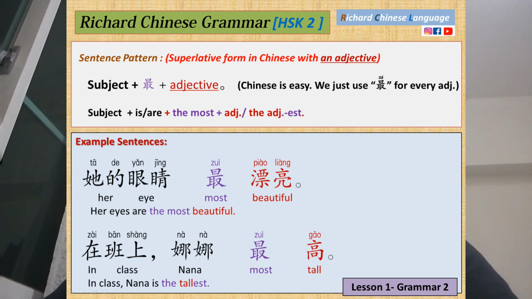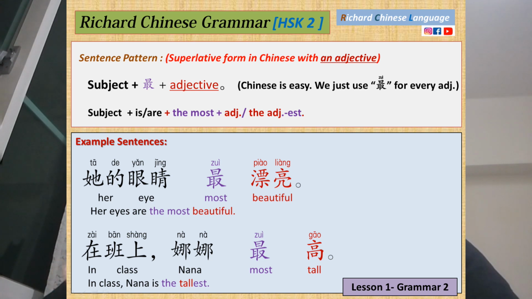And you know, in English, for the superlative form, you have to change the adjective, like the most, or add est, right? In Chinese, you don't need to do that. You just need to add one word, 最, before an adjective. Okay, I'll give you some example sentences.